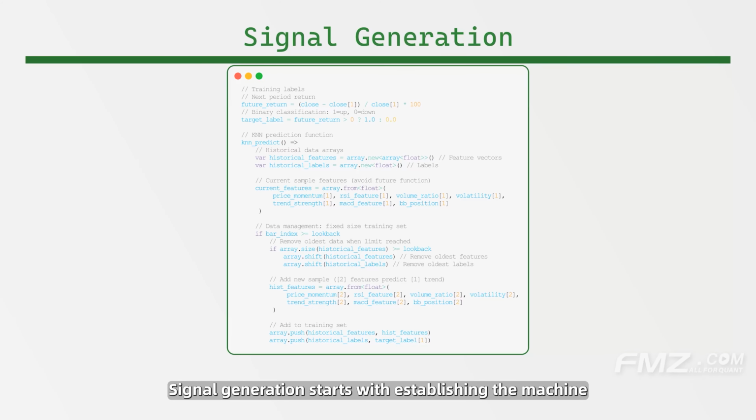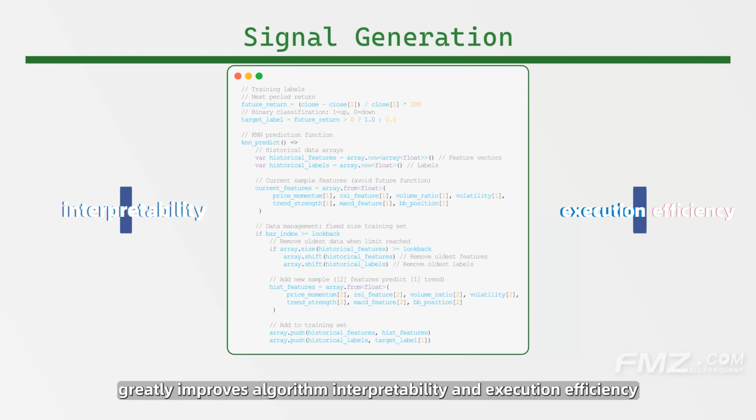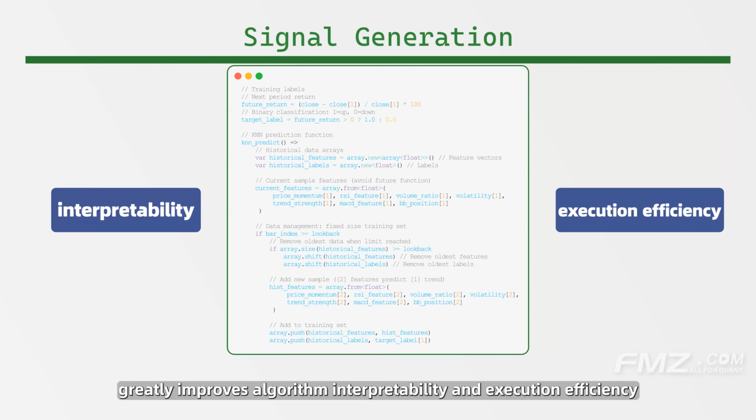Signal generation starts with establishing the machine learning training framework. Target label definition uses the most intuitive up-or-down binary classification method, simplifying complex price changes into 0 and 1 judgments. This simplification loses some detail but greatly improves algorithm interpretability and execution efficiency.